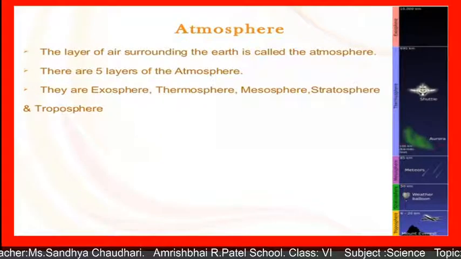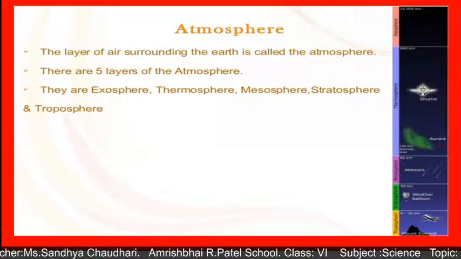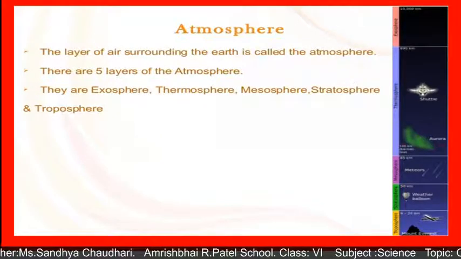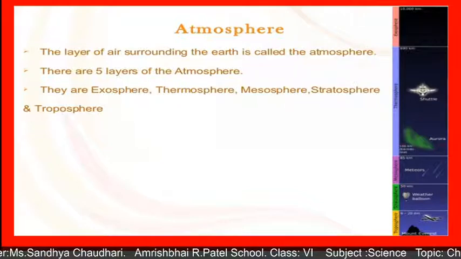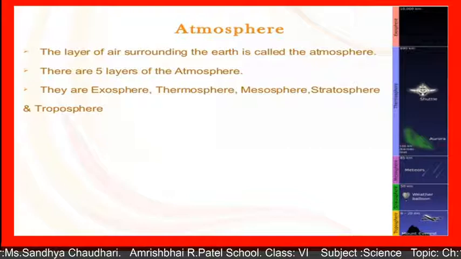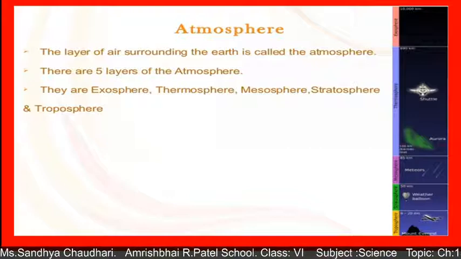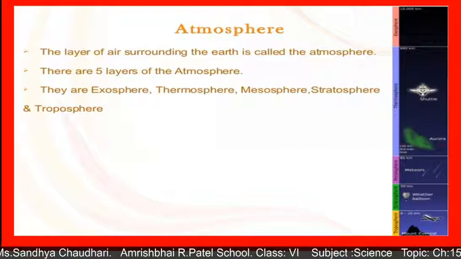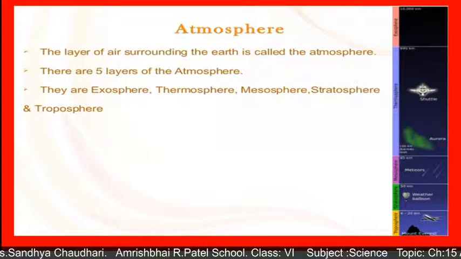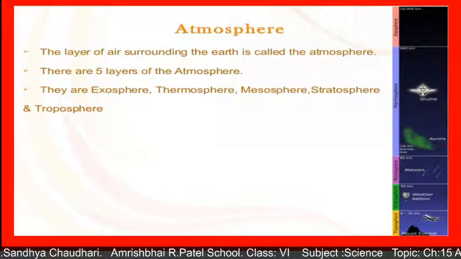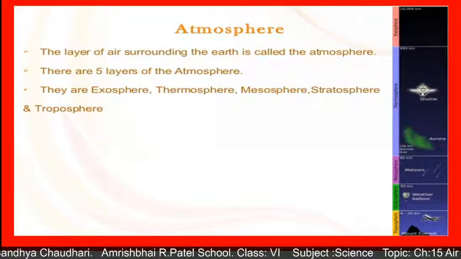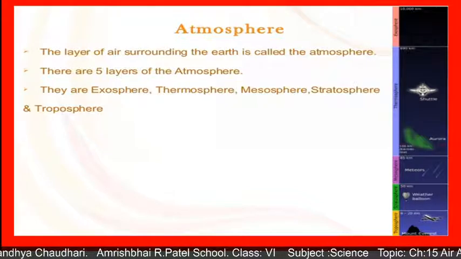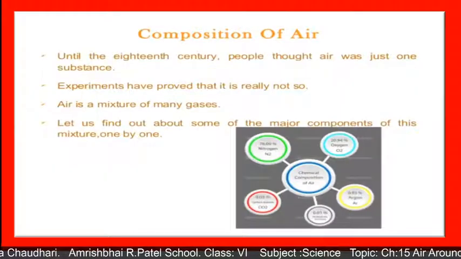Now we will see about the atmosphere. The layer of air surrounding the earth is called the atmosphere. So what is meant by atmosphere? The layer of air surrounding the earth is called the atmosphere. And there are 5 layers of atmosphere. They are exosphere, thermosphere, mesosphere, stratosphere and troposphere. So these are the 5 layers of the atmosphere.